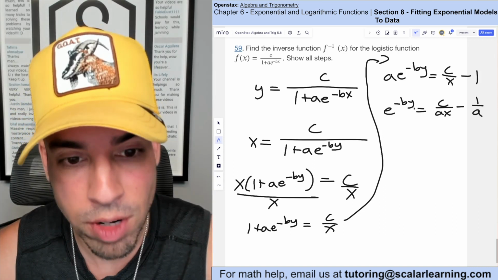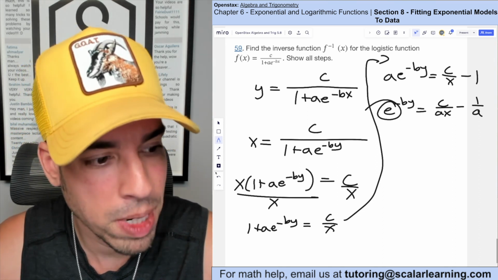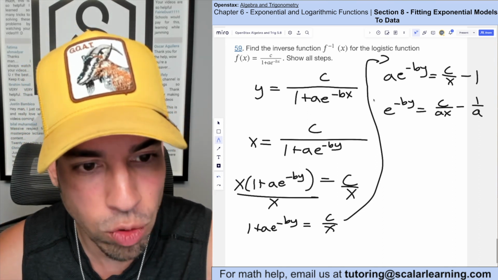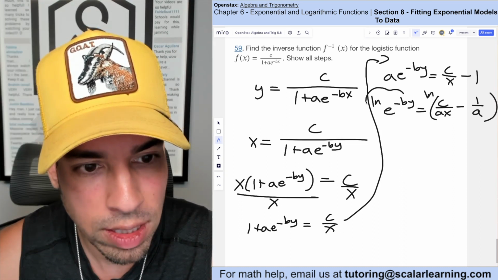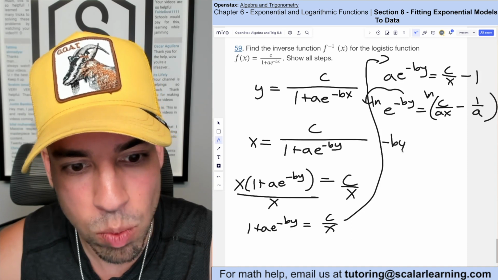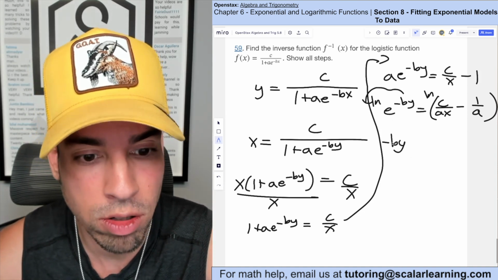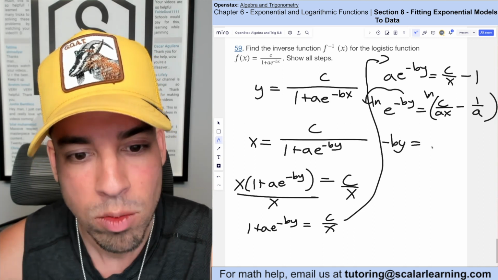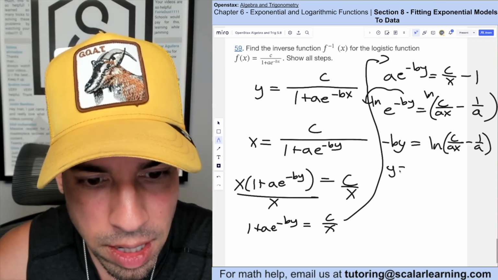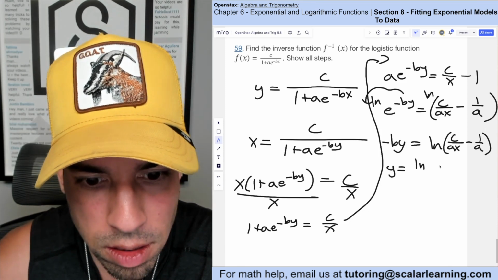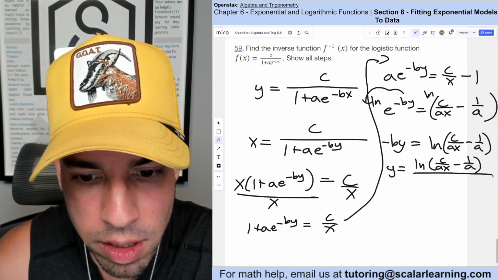Now we need to get this variable y out of the exponent. And to do that, we need to use logarithms. And since I have a base of e, the best choice is natural log. So I'm going to take natural log of both sides. And that allows me to bring the exponent down as a coefficient, negative b y. And natural log of e is 1. So it's literally negative b y times 1, which equals natural log of this whole thing. Now my last step is to divide by negative b, and we get ln of (c over ax minus 1 over a) all over negative b.